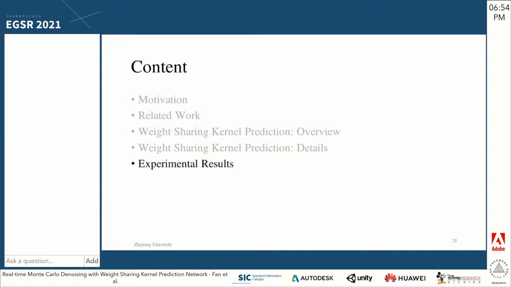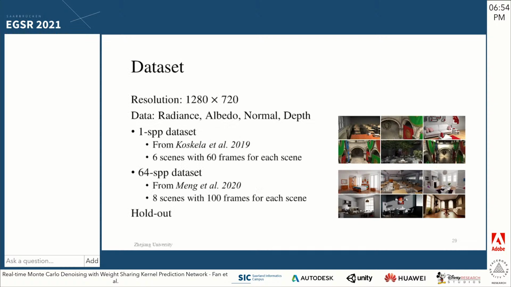Finally, I will present the experimental results. We adopted 2 existing datasets from previous works. Both datasets have a resolution of 1280x720, containing radiance, albedo, normal, depth buffers. The 1SPP dataset has 6 scenes with 60 consecutive frames for each scene, and the 64SPP dataset has 8 scenes with 100 consecutive frames for each scene. We use a holdout configuration for the training set and test set partition.